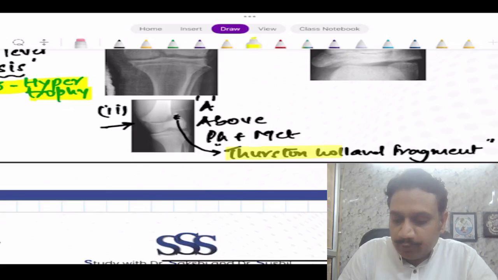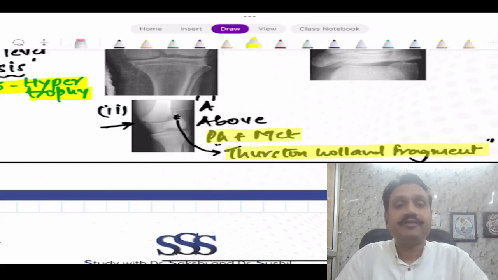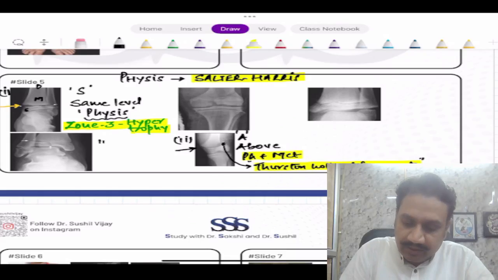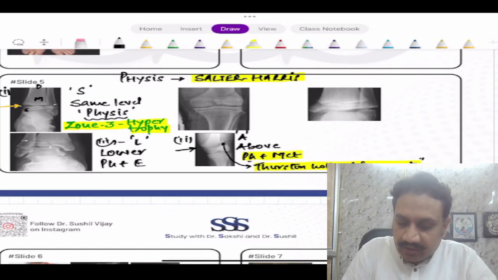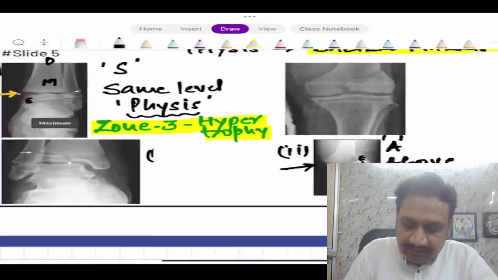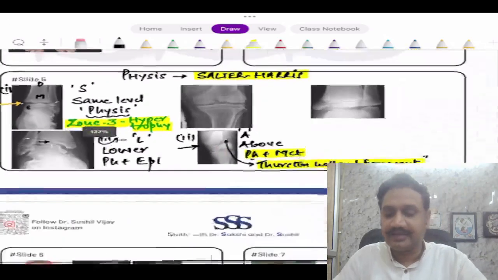Remember, the type 2 injury is physis and metaphysis. S, A, S, A. Then we have type 3, L. It stands for L. L here stands for lower. And what is the part of the bone below the physis? That is epiphysis. So the physis and epiphysis, that is type 3.